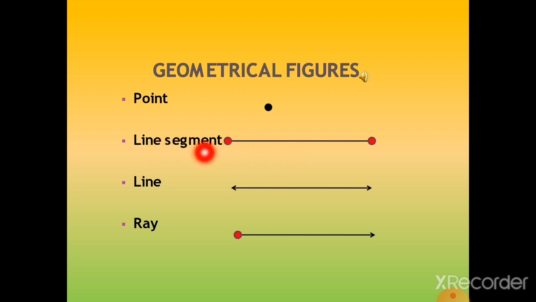This is called a line segment. Line segment, you cannot extend this line beyond these points. A line, you can extend this line in any direction. Ray, you can extend a ray in only one direction.